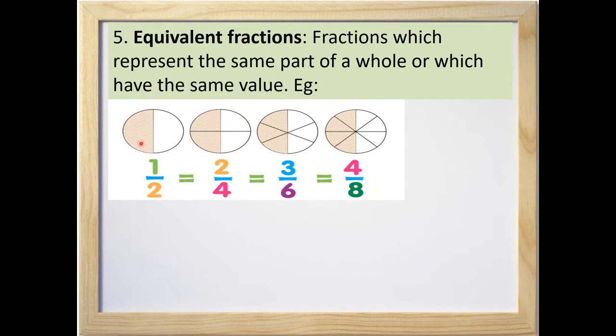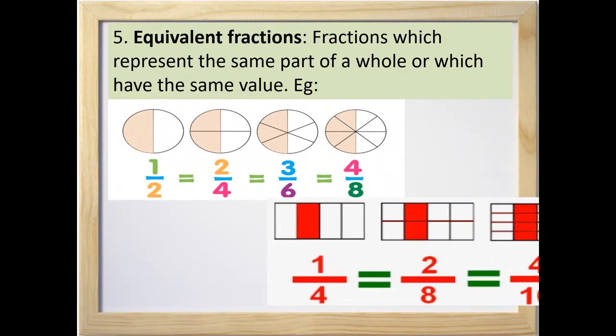This is also showing half of the figure. This also is representing half of the figure. These 3 parts are again showing half of the figure, and these 4 parts again represent half of the figure. So they have the same part or same value, that is half. Such type of fractions are called equivalent fractions.